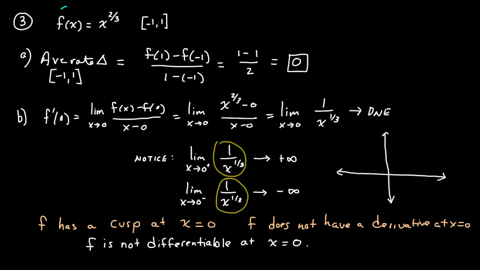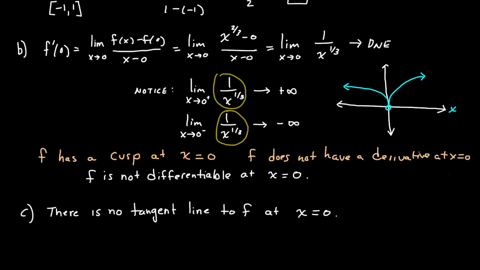If we look at the original function's graph, then this graph would come down like this and come up like this, which is the classic cusp, no derivative at that sharp extreme corner. And of course, we would say in part C, there is no tangent line to f at x equals 0. There's no unique tangent line, and so for short, we say there is no tangent line.